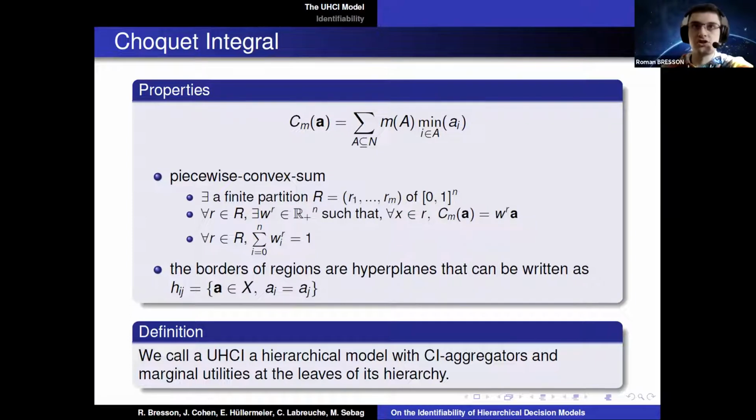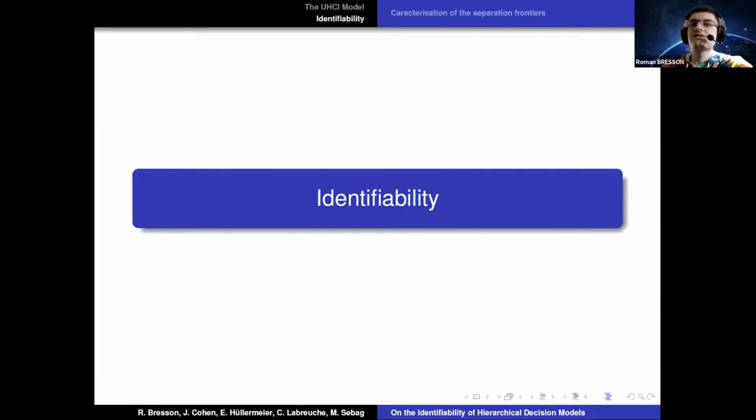So the Choquet integral is continuous, and we generalize this to UHCI, with HCI for the hierarchical Choquet integral part, and U for the marginal utilities. So there are marginal rescalings at the leaves of the tree, and then a tree of aggregators of Choquet integrals. Now I present the main result of this paper.